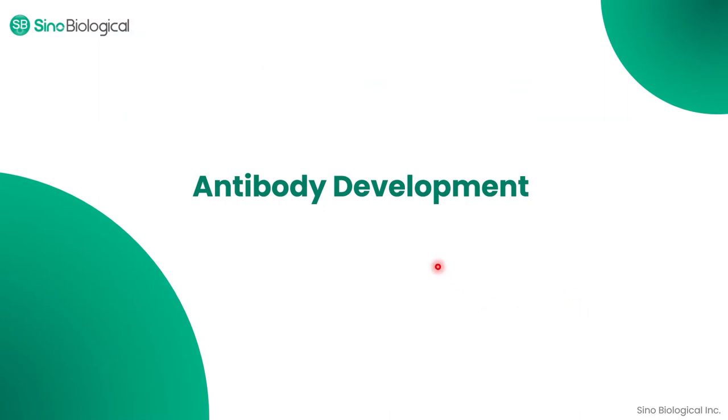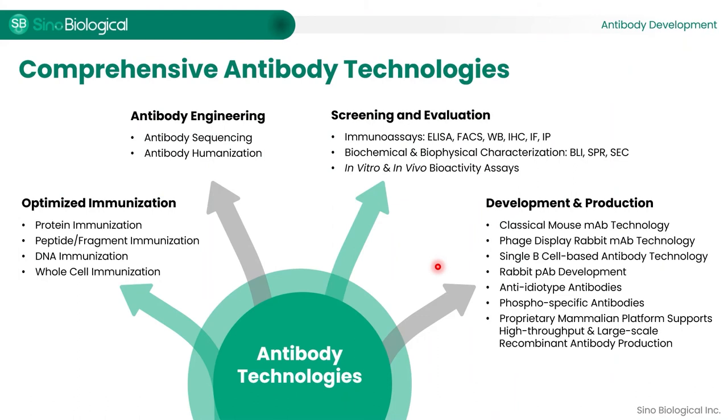The third part of our service is antibody development. We have a very comprehensive animal immunization platform, antibody generation and screening platforms, as well as assay platforms to identify the most suitable leads for us. Our experience ranges not only from classical mouse monoclonal antibody development using hybridoma, but we have also established phage display and monoclonal antibody development platforms, as well as a single B cell based antibody development platform. We also have experience developing antibodies against specific post-translational modifications, for instance phosphorylation, and experience in generating anti-idiotypic antibodies for different purposes, for instance ADA assessment.